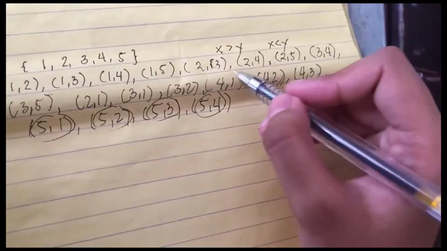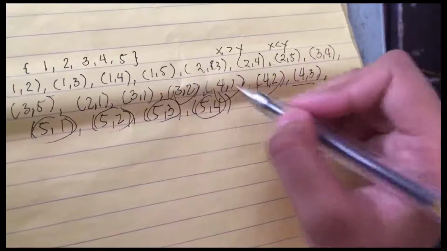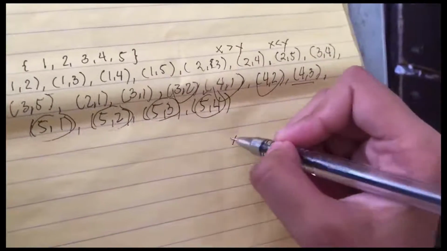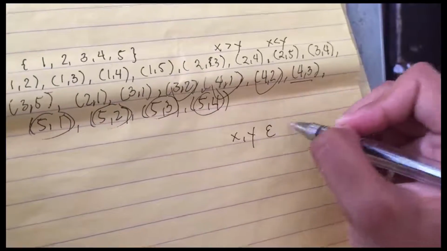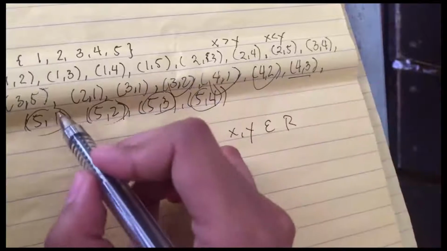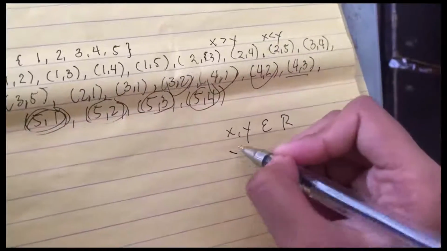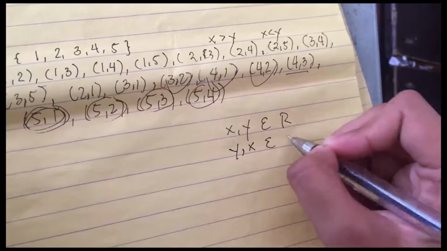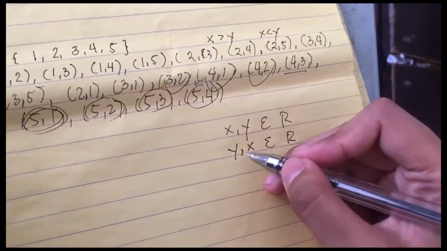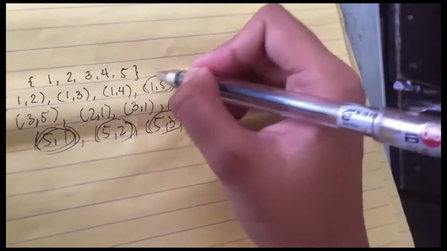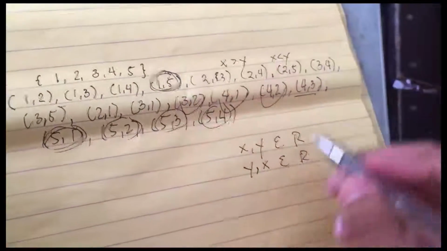So, once again, it's a relation because X and Y is an element of R. It's like this one. Y and X also, like 1 and 5, pinagbaligtad lang, di ba? So, andun din siya within the relation. So, therefore, symmetric yun.